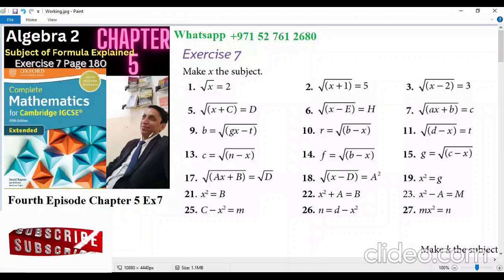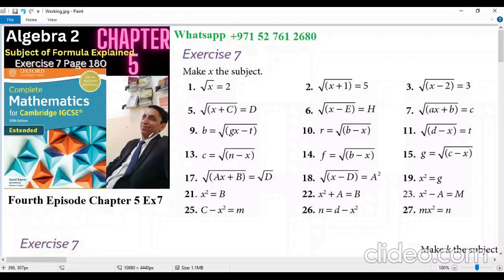Hello everyone. This is the fourth episode of chapter 5 exercise 7. In the previous video we discussed exercise 6 and this is exercise 7 on page 180. If you have this book physically available with you, you will be finding this exercise on page 180.